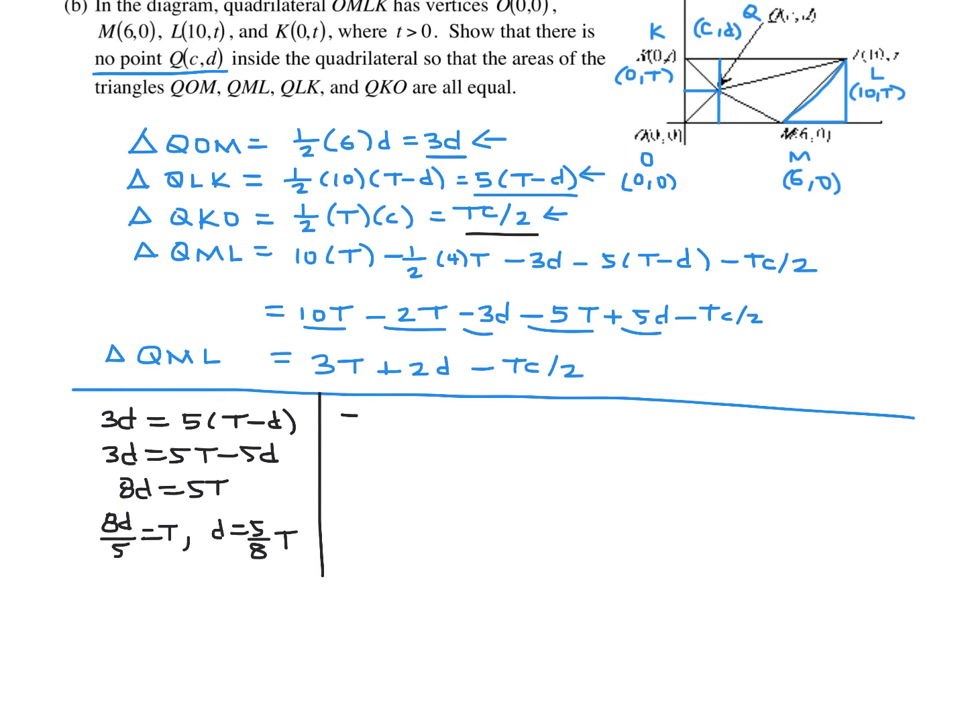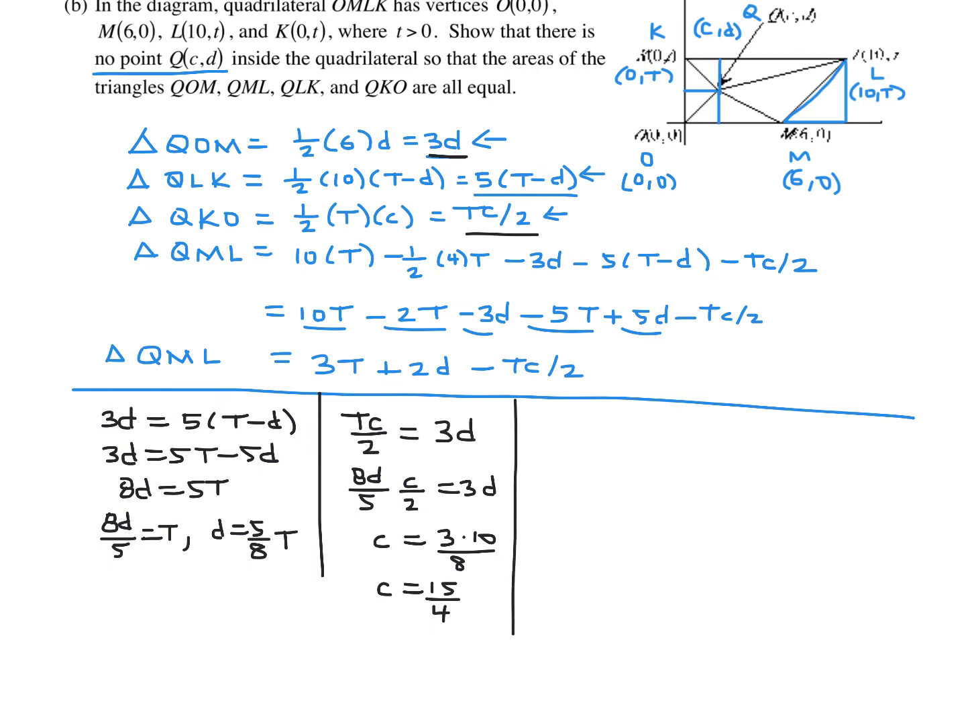Now let's turn our attention to that guy, tc over 2, and it's going to equal any of those, so let's just make it equal 3d. And then what can I substitute here? I can substitute the fact that this t is equal to 8d over 5, and then we'll have just c over 2, 3d, and then the d's will cancel. Okay, that's good. So that would mean that c is equal to 3 times 10 over 8, which is 30 over 8, which is 15 over 4. Okay, so I got a numerical value for c. That's pretty good. I don't know how that helps me, but so far so good.